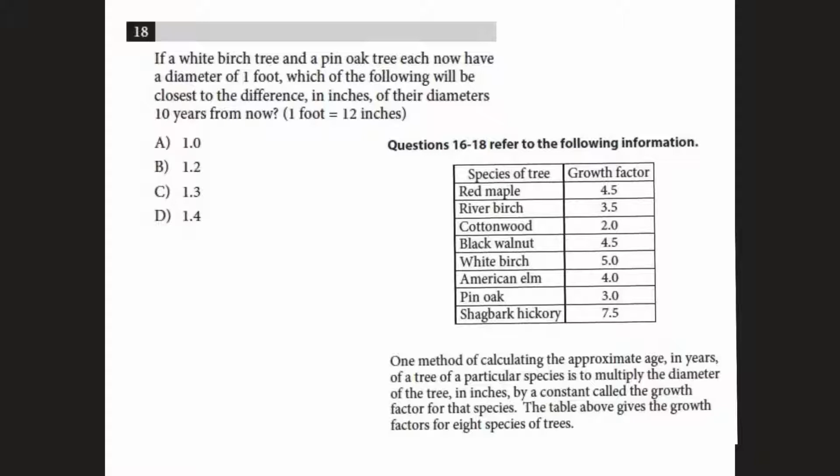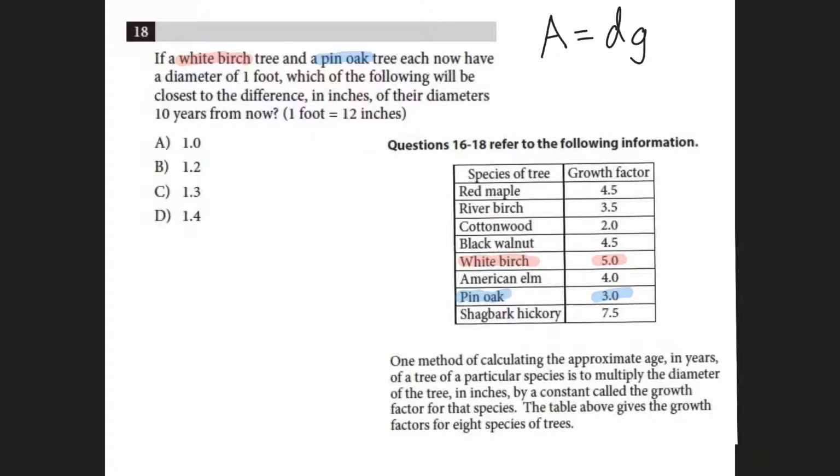Number 18. If a white birch tree and a pin oak tree each now have a diameter of 1 foot, which of the following would be closest to the difference in inches of their diameters 10 years from now? Okay, well, a white birch has a growth factor of 5. A pin oak has a growth factor of 3. And we know that the age of a tree can be calculated by its diameter times its growth factor.